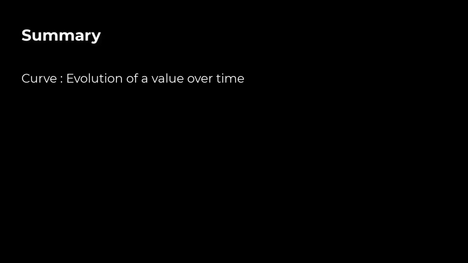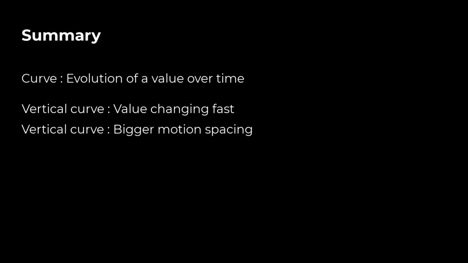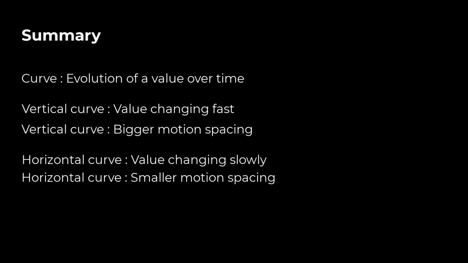To summarize, we have seen that a curve is just the representation of the evolution of a value over time. The more vertical the curve shape, the faster the value changes, and it translates in bigger spacing. The more horizontal the curve, the slower the change. Motion-wise, it translates in smaller spacing. A flat curve indicates that there is absolutely no change in the value, and so no motion.